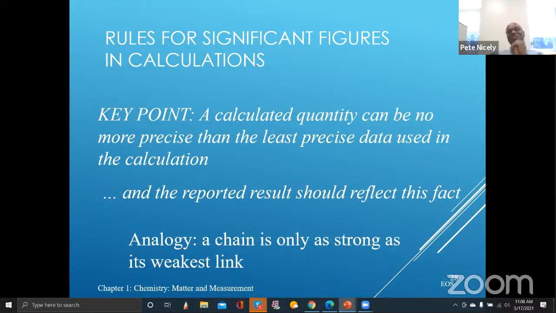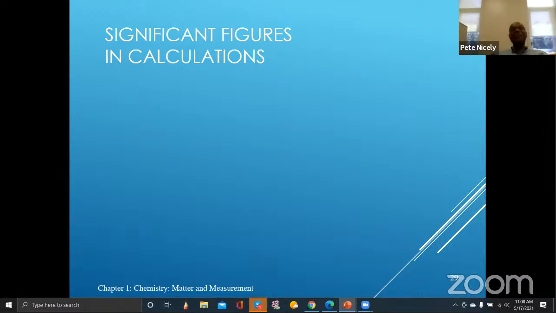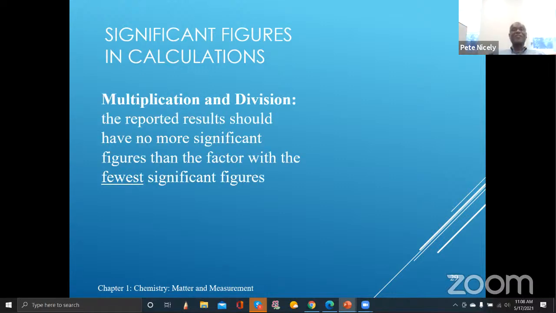The analogy that is used to help further the understanding of this key point is that a chain is only as strong as its weakest link. So just as the chain is only as strong as its weakest link, the precision of your final answer will only be as precise as the least precise value involved in your calculation to arrive at that answer. Okay, so how do we do this when it comes to calculations? Well, it turns out that the rules are different when it comes to addition and subtraction compared to multiplication and division. So we're going to look at multiplication and division first, right?